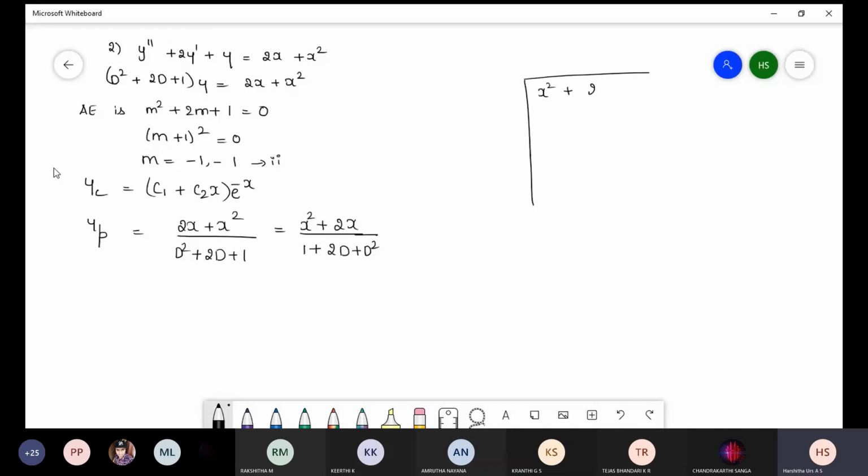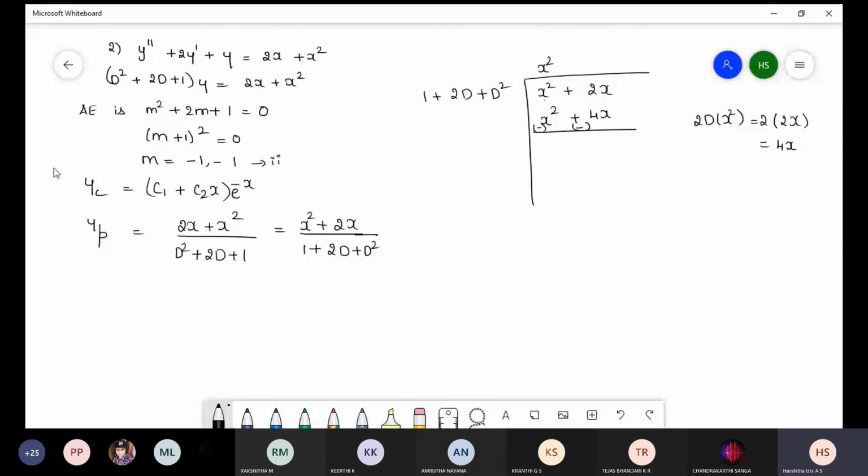x square plus 2x divided by 1 plus 2d plus d square. To get x square, we have to multiply 1 with x square. So here I got x square. I just change the sign. Now 2d into x square. What is the differentiation of x square? It is 2x. So 2 into 2, 4x. So I write here plus 4x. Here also I change the sign.